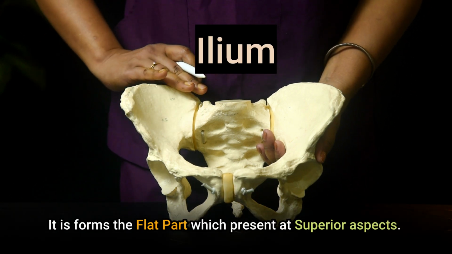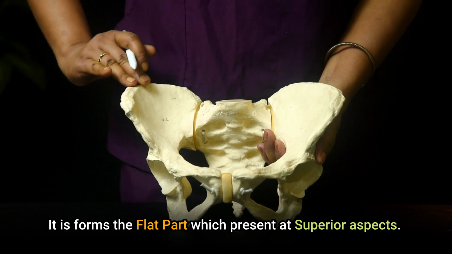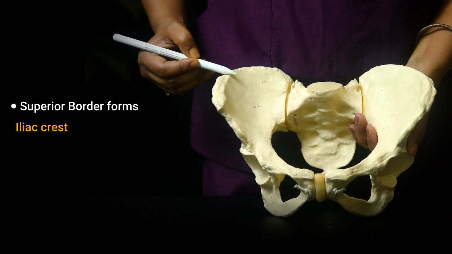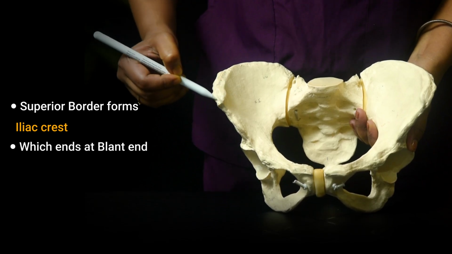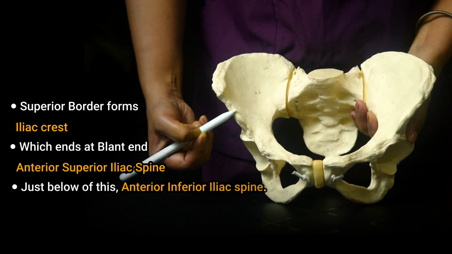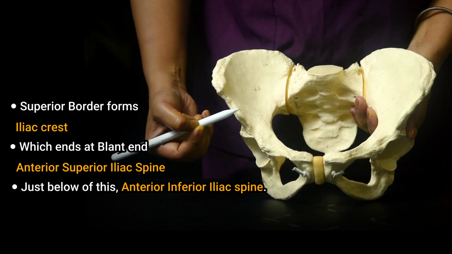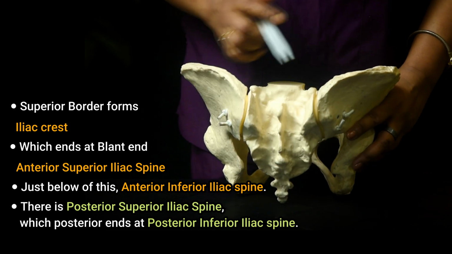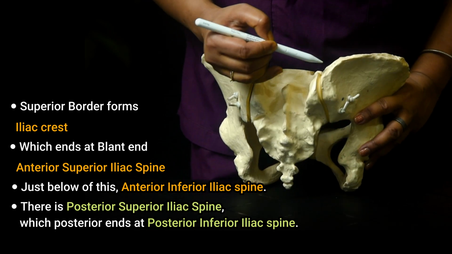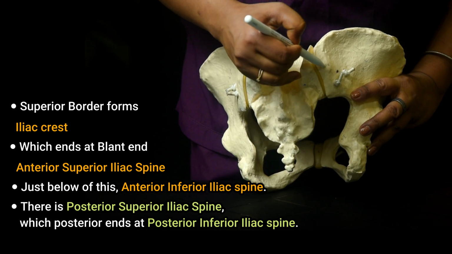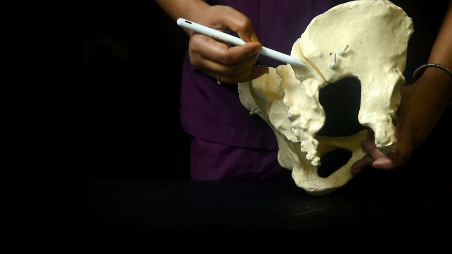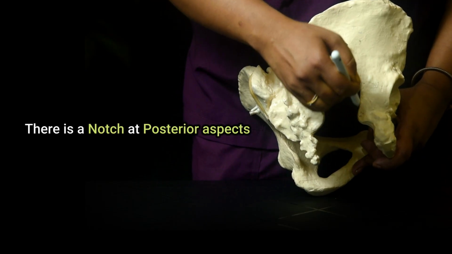The ilium is formed by the flat part present in the superior aspect. The superior border is formed by the iliac crest. This is the iliac crest of the ilium, which ends at a blunt end known as the anterior superior iliac spine, and just below this there is the anterior inferior iliac spine. Posteriorly, the iliac crest ends in the posterior superior iliac spine, which continues and ends with the posterior inferior iliac spine.